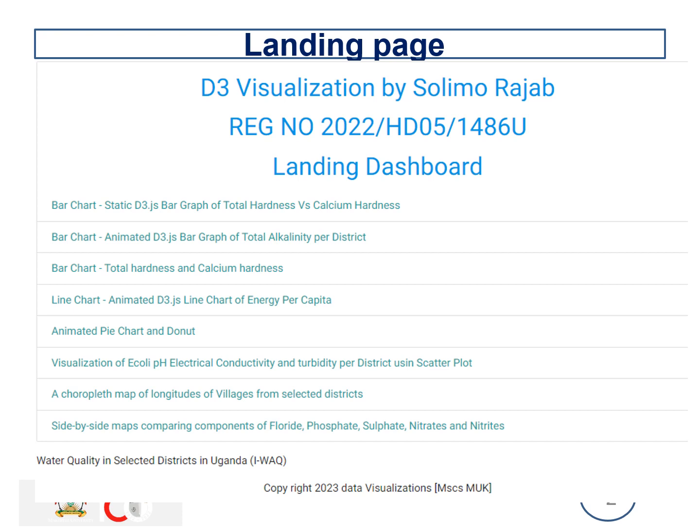So this is the landing page of what I have come up with, where I have the D3 visualization by myself, with my registration number. On the first line I have the bar chart, which is static D3 and employing JavaScript. It is visualizing the total hardness and then the calcium hardness, as we shall see in some of these graphs, plus all these other visualizations that we shall be looking at.